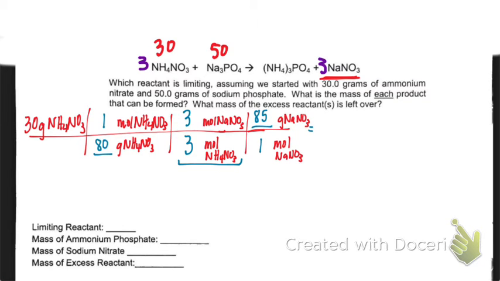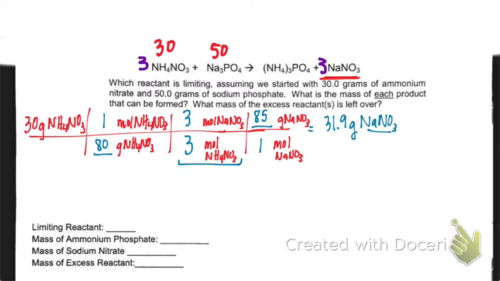Okay, so now I do the math, right? Multiply across the whole top, divide by the whole bottom. It's going to be pretty close to 30. Okay, so 31.9 grams of NaNO3. I want you to get into that habit of putting that label on the end so that we're really sure about what product it's going to.